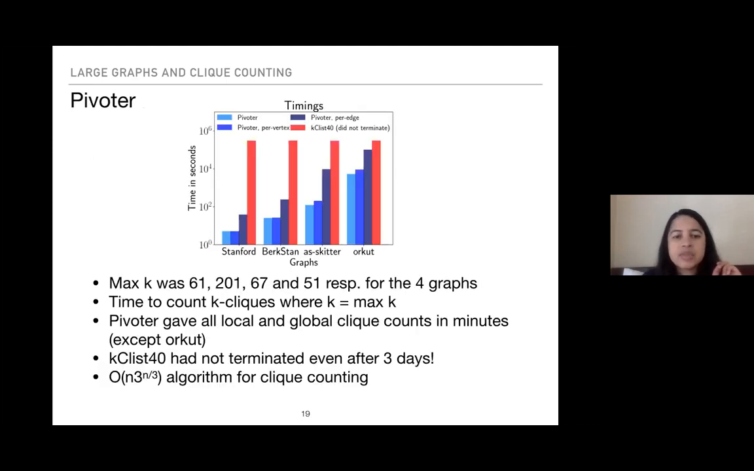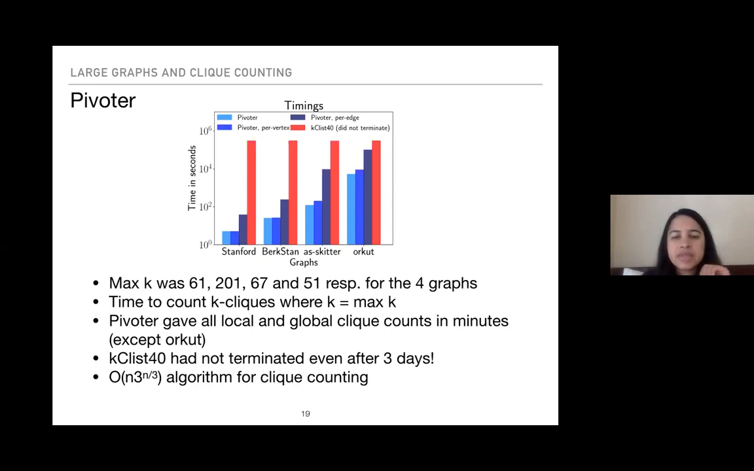And in terms of practical results, this is a plot showing the time taken by Pivoter versus the time taken by KCList. KCList was the only algorithm available at that time that was even able to count beyond k equals 13. So it's a parallel algorithm, and we parallelized it using 40 threads. The red bars show the time taken by KCList for 4 of the largest graphs that we tried. The x-axis shows the 4 graphs. The y-axis shows time in seconds on a log scale.